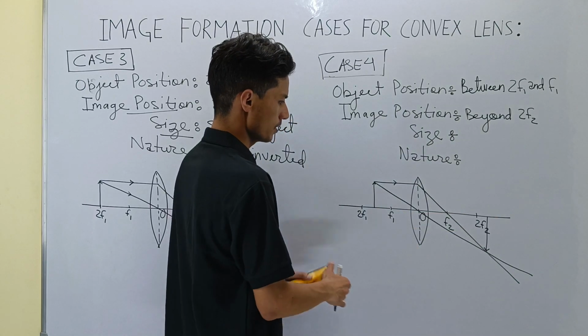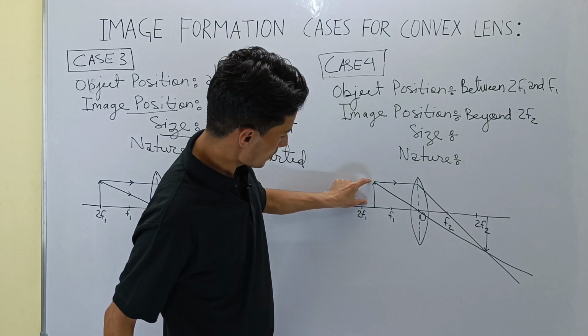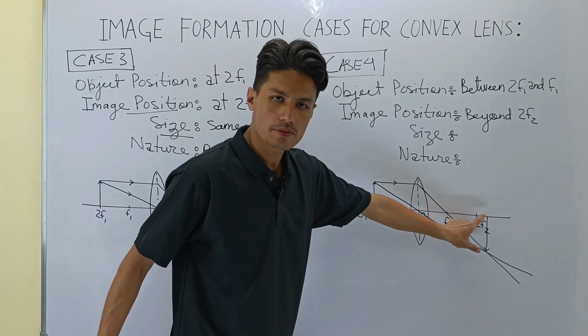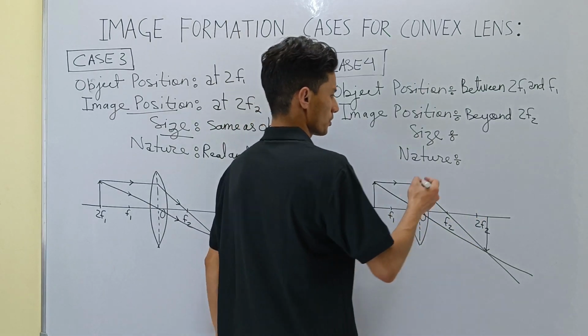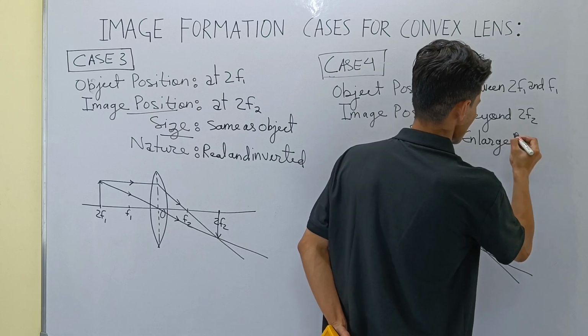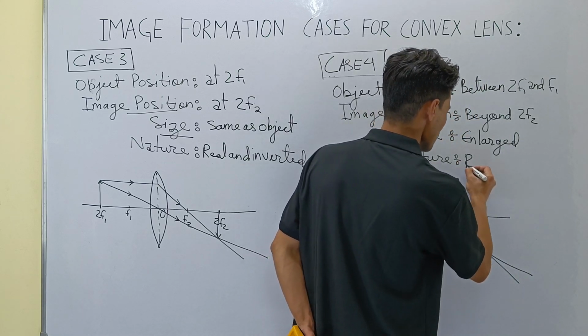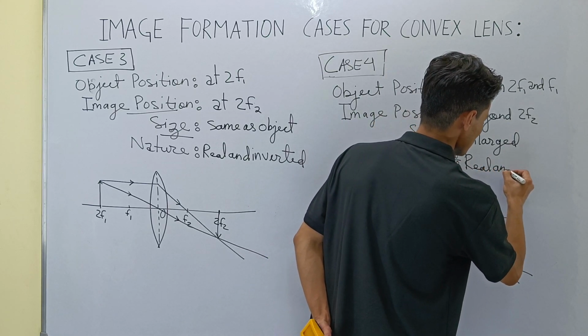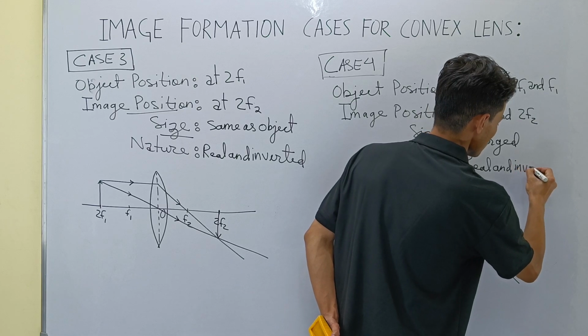Okay, size. Look at the size. The object is this much. The image is a little bigger. So here, this is enlarged. Size is enlarged. And nature will still be real and inverted.